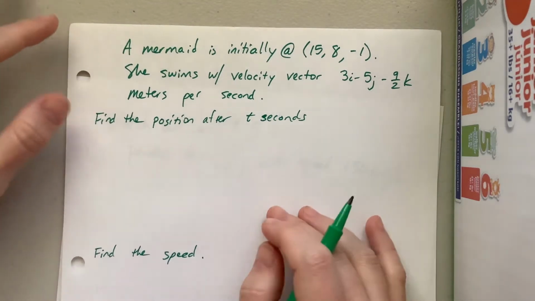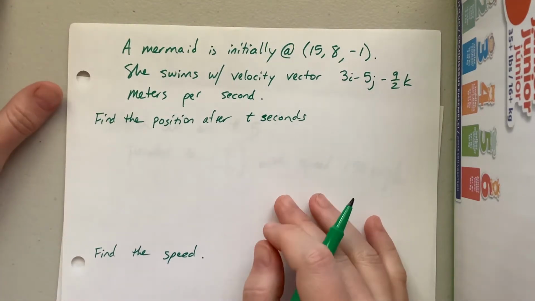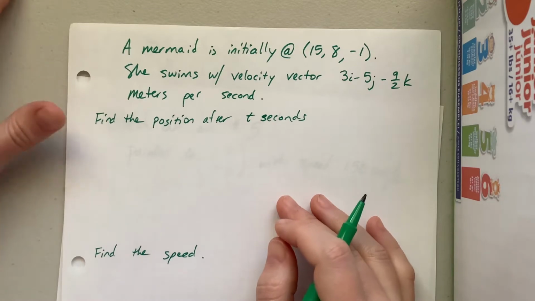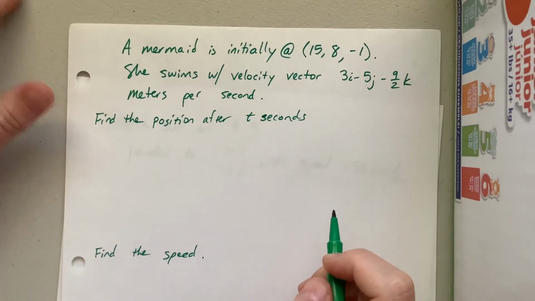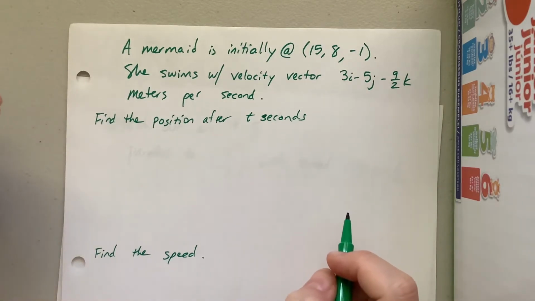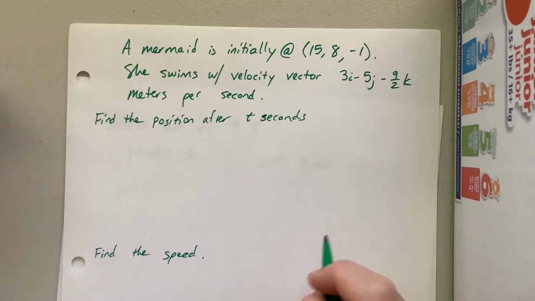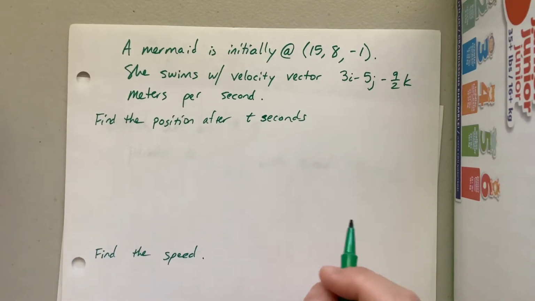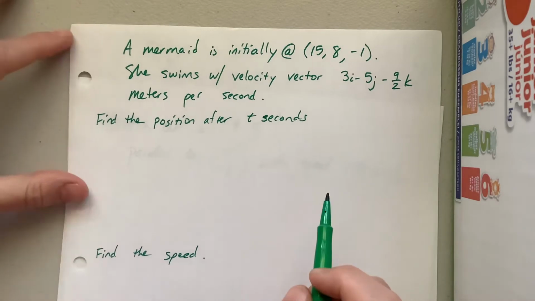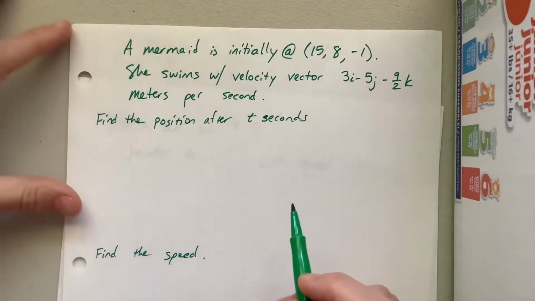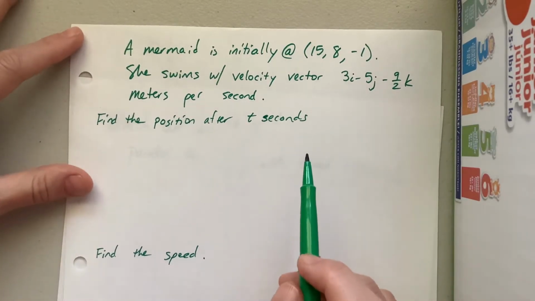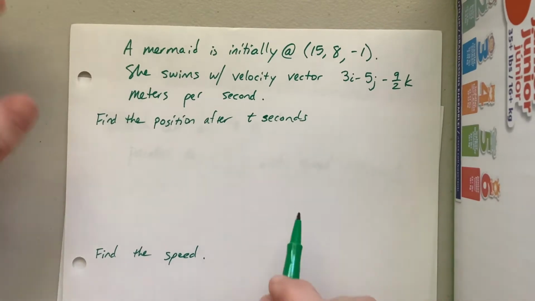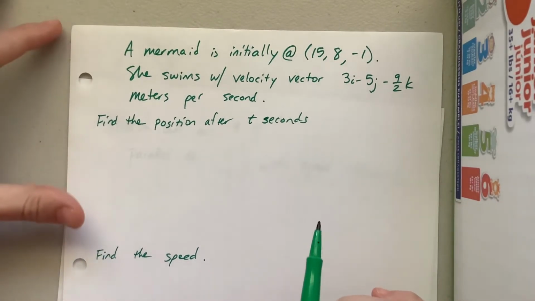All right, our book refers to these as constant velocity problems in the lines and planes section. So basically, we're going to use our understanding of vectors, our understanding of lines in space to answer these sorts of constant velocity problems. This is an example straight out of the book, and I wanted to talk through it and help you understand what's happening.